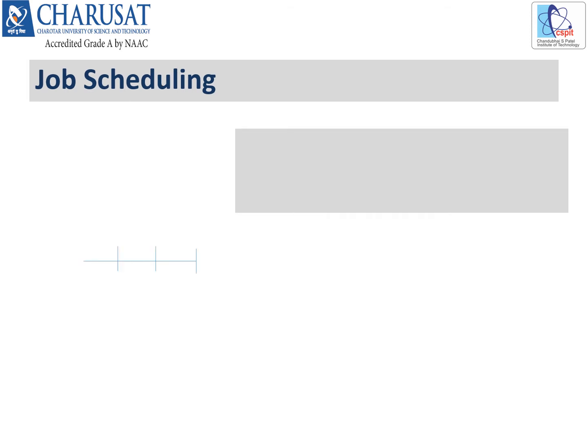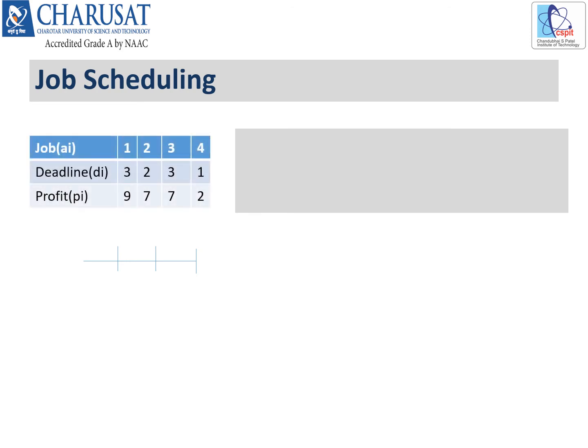Okay, now we'll understand this concept using one simple example. Here we have been given 4 jobs with the deadlines and profit. So the first step is we have to arrange the jobs in the decreasing order by profit. So highest profit job comes first.